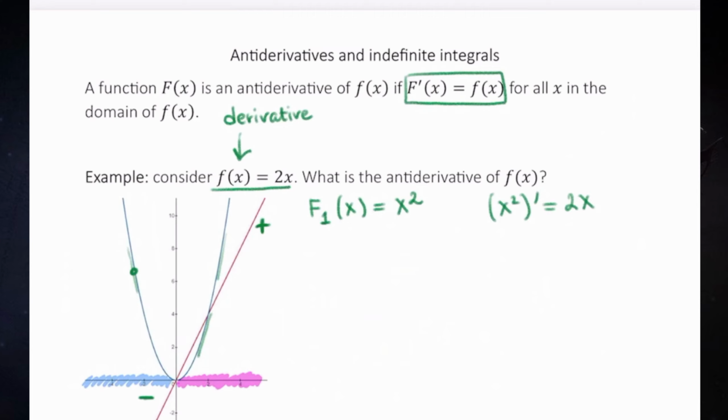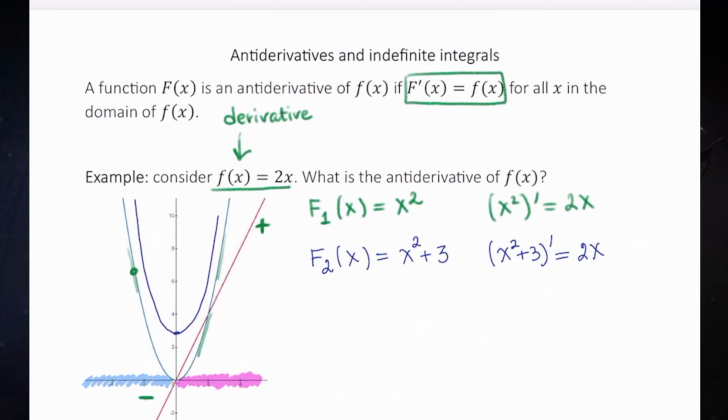Now, is this the only function that is the antiderivative of little f of x? No. You say, how about this one? f2, and let's say this is x squared plus 3. We can check that if we differentiate this expression, we once again get 2x because the derivative of 3 is 0, and the graph of this function would be the same as this parabola, except it's shifted 3 units up. So something like this.